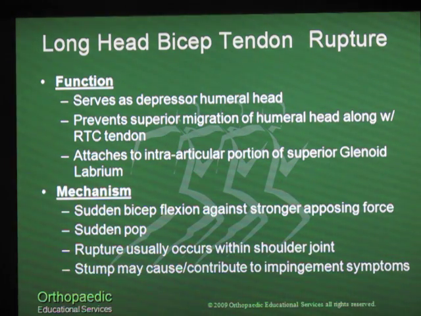The rupture usually occurs within the substance of the biceps tendon and that portion that's intra-articular. Sometimes the stump may cause impingement symptoms or mechanical symptoms with shoulder motion.